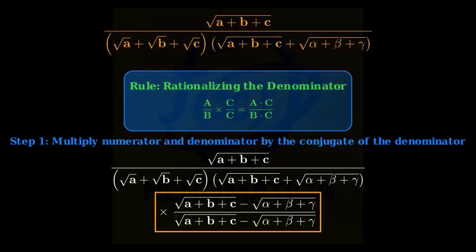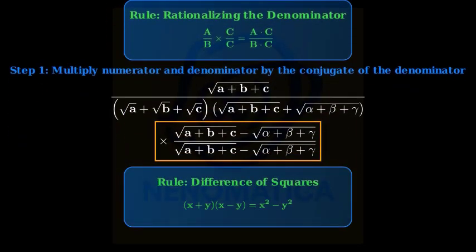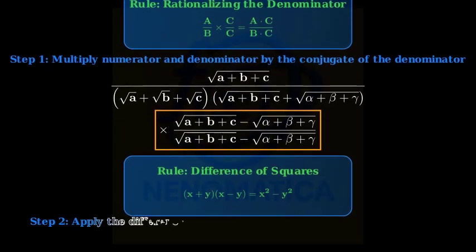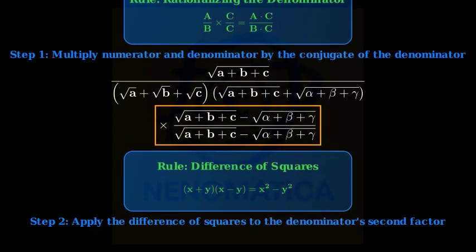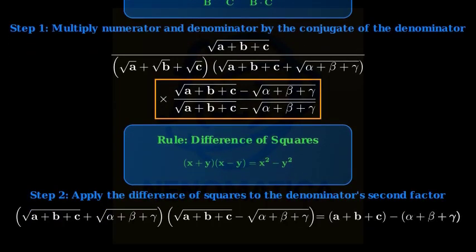Difference of squares. When we multiply a plus b by a minus b, we get a squared minus b squared. Apply this to the second factor of the denominator to eliminate the nested root. We obtain the denominator part as the sum b plus c minus the sum alpha plus beta plus gamma.